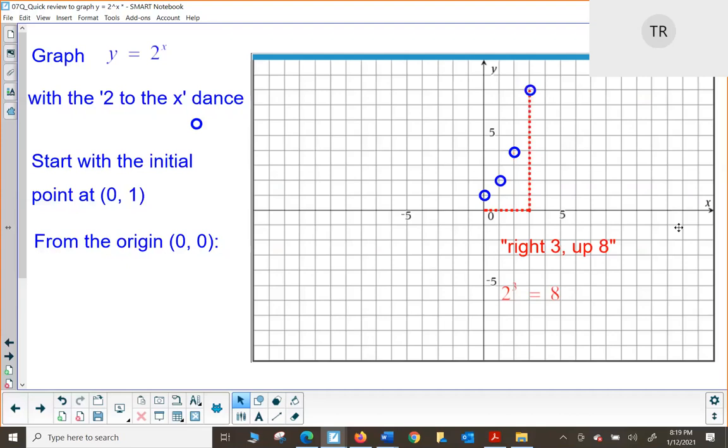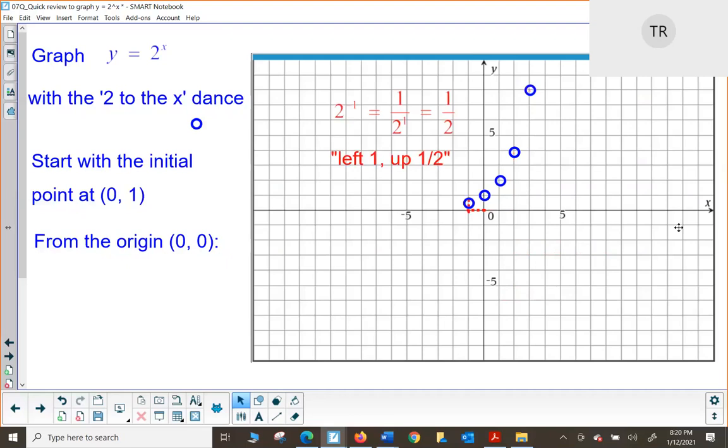And now when we go to the left, I like to do the right first and then the left to do the positives first. So I'm going to go 2 to the negative 1, so it's going to be left 1 up a half. And I have to talk through this with students. 2 to the negative 1 means take the reciprocal of 2, which is a half. So it's going to be negative 1 up a half.